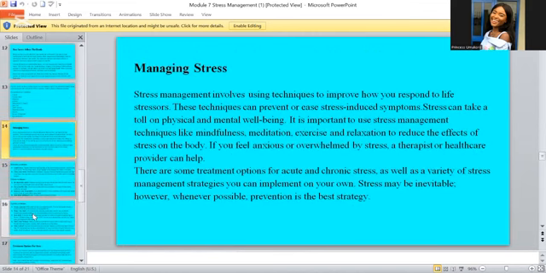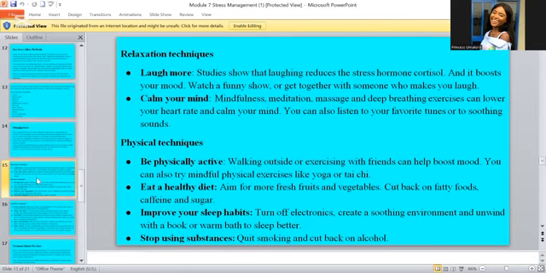It is important, after learning all the causes and symptoms of stress, that we learn to manage stress. And what is stress management? It involves using techniques to improve how we respond to stressors. And these techniques can prevent or ease stress, including symptoms. Stress can take a toll on physical and mental well-being. So it is important to use stress management techniques like mindfulness, meditation, exercise, and relaxation to reduce the effect of stress on the body. Now, let us look at some of these relaxation techniques or stress management techniques.